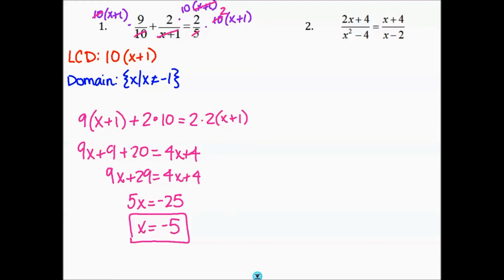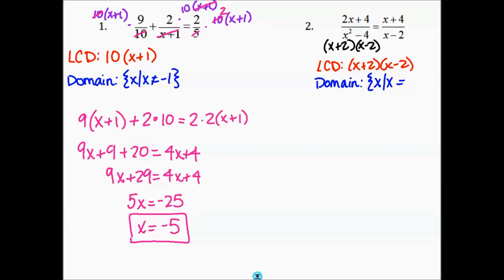Let's try number 2. As we discussed with adding and subtracting, you should always factor the denominators. So x squared minus 4 factors to x plus 2, x minus 2. That will help us find our LCD. So our LCD will be x plus 2, x minus 2. Then to find the domain, if we set the LCD equal to 0, we get x such that x does not equal positive or -2.